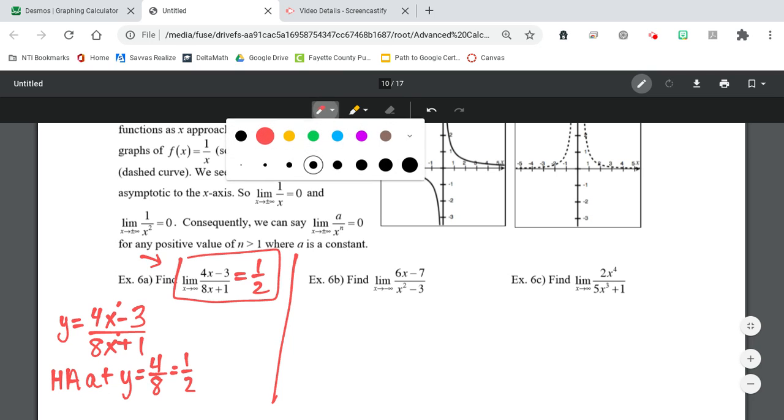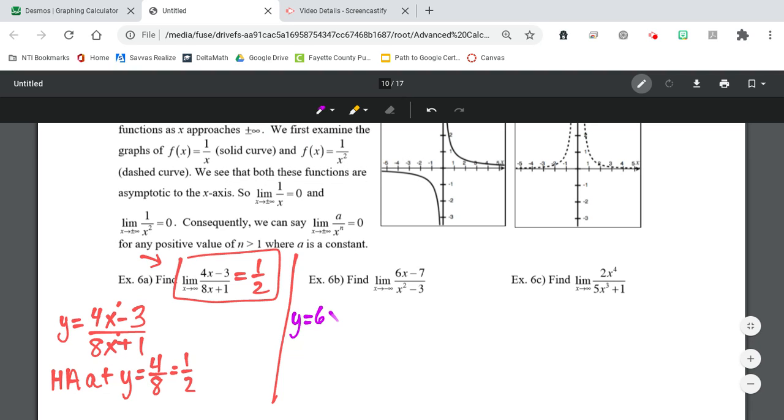For 6b, if I think about the function y equals 6x minus 7 over x squared minus 3, I notice that the degree in the denominator is larger than the degree in the numerator. So that tells me that that function has a horizontal asymptote at y equals 0. So when I go to evaluate the limit as x approaches negative infinity of this function, what's happening on the left side of the function? The function is approaching the horizontal asymptote, which is 0. Hey, I don't have to do any math. I just have to look at the function.